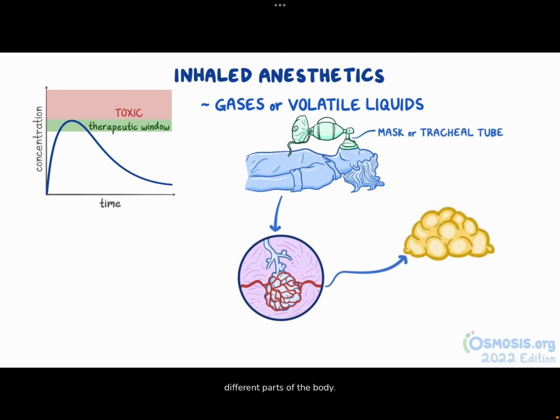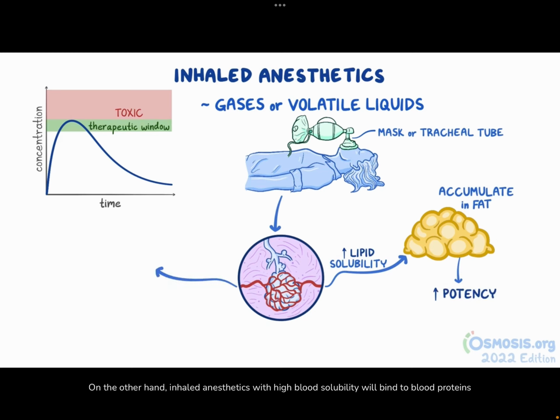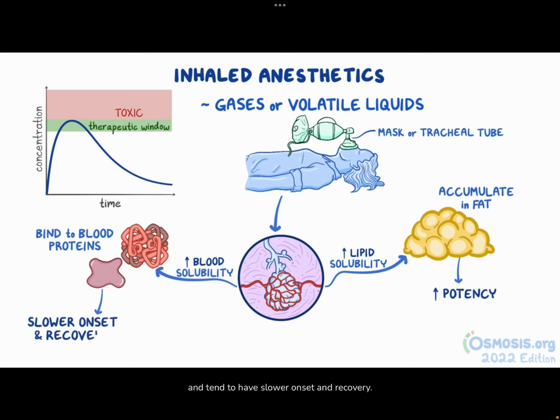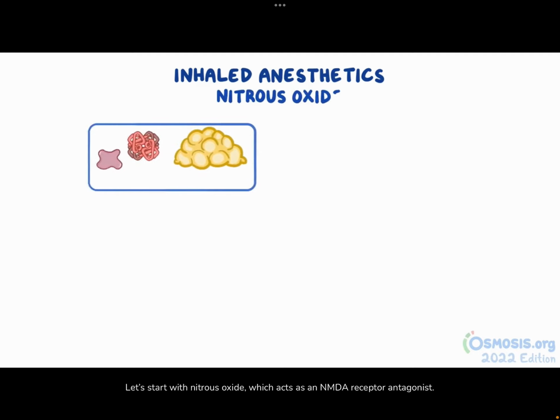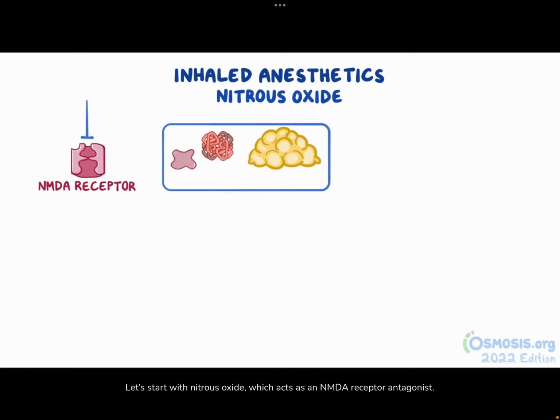body. When the anesthetic agent has a high lipid solubility, it accumulates over time in the body fat, increasing its potency. On the other hand, inhaled anesthetics with high blood solubility will bind to blood proteins and tend to have slower onset and recovery. Each one of the inhaled anesthetics is better suited for specific patients according to their side effects. Let's start with nitrous oxide, which acts as an NMDA receptor antagonist.